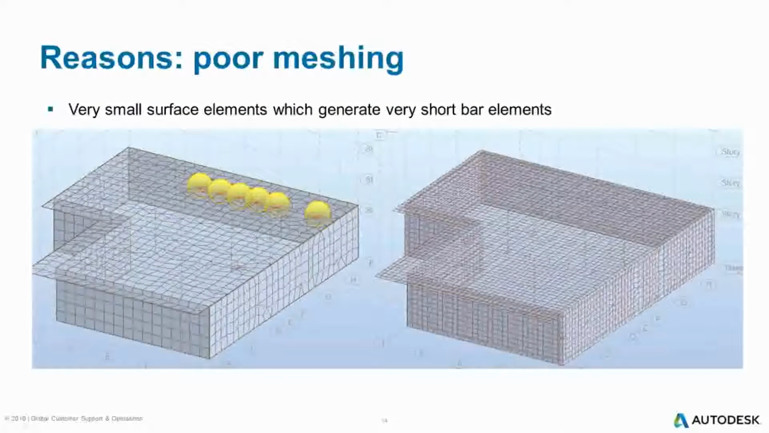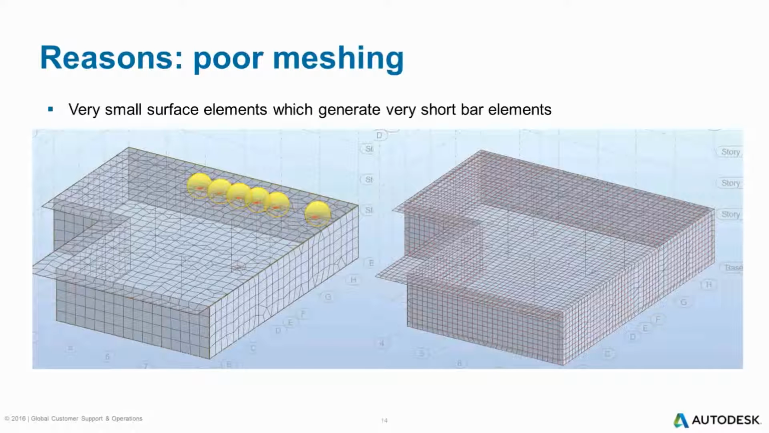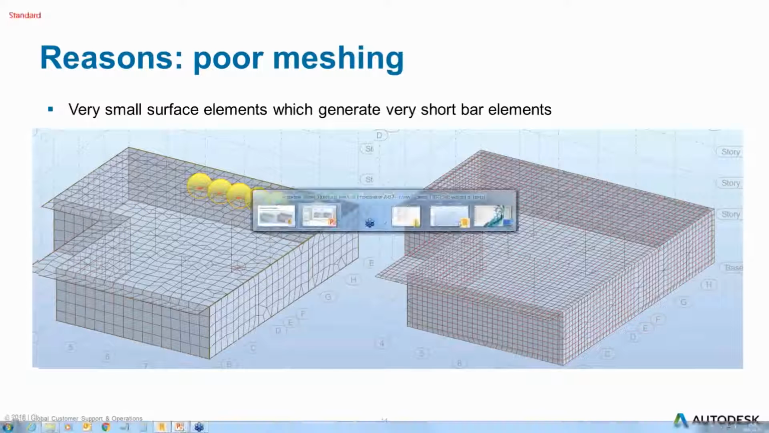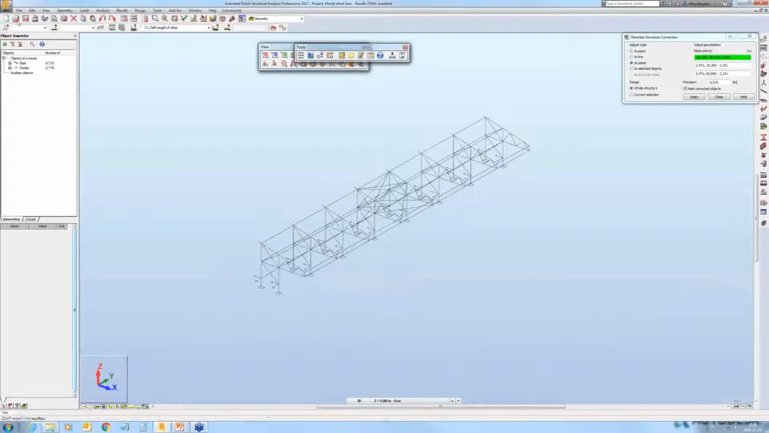For models with surface elements, the same situation may happen when you have poor meshing. In such case, generating a more regular mesh should be enough to solve this instability issue. So if we go back to Robot, let's load another model.